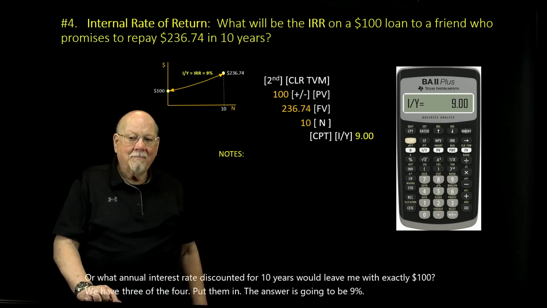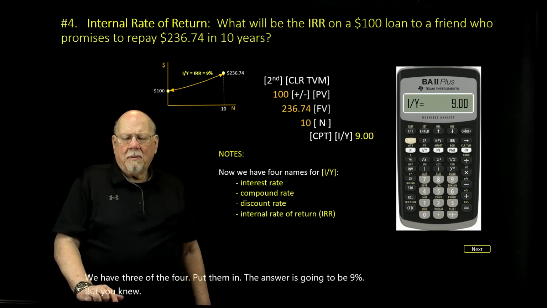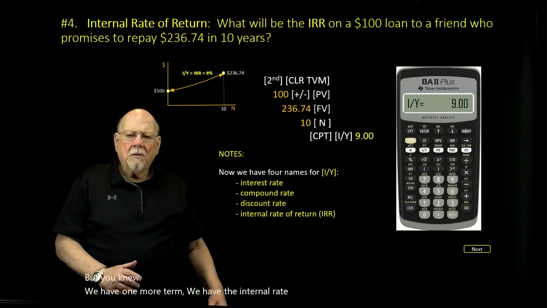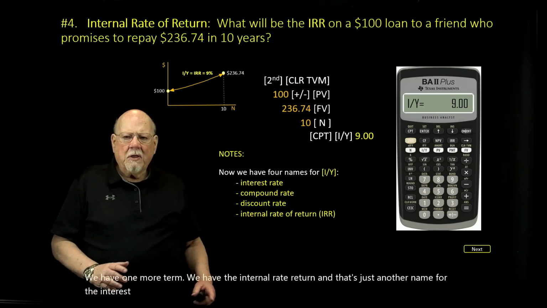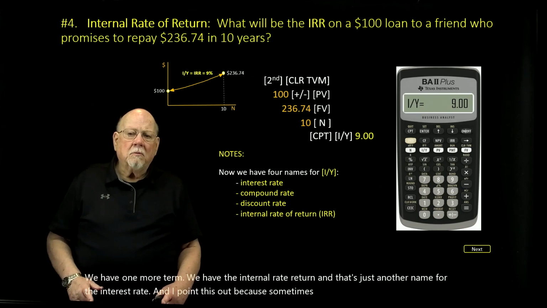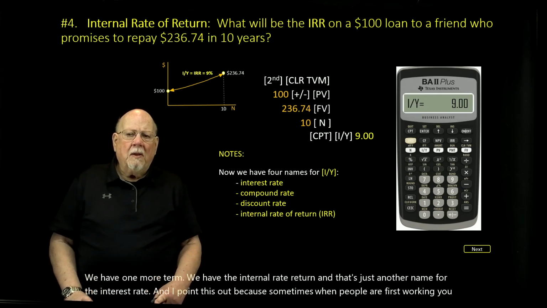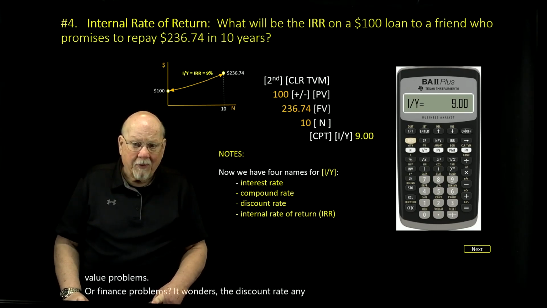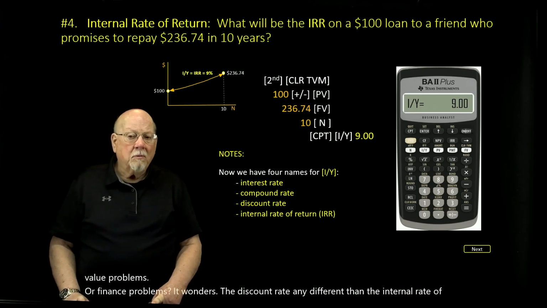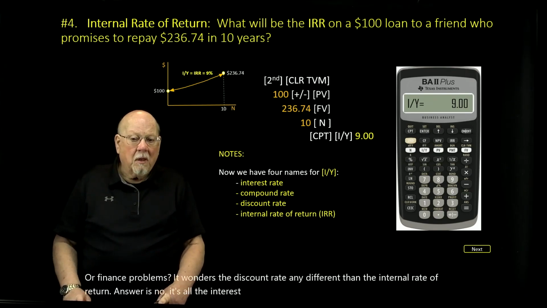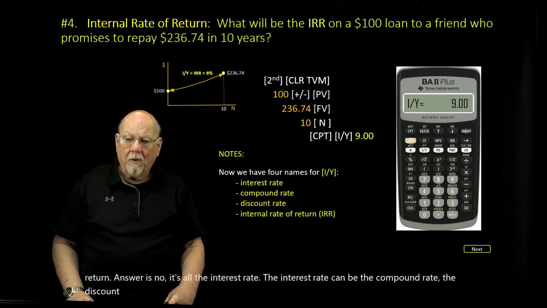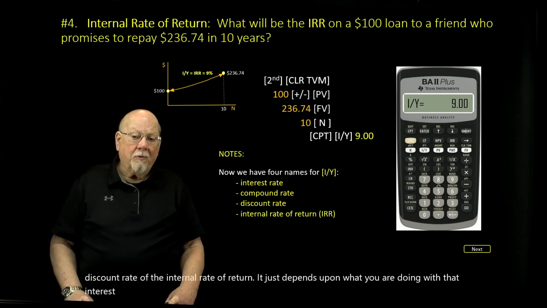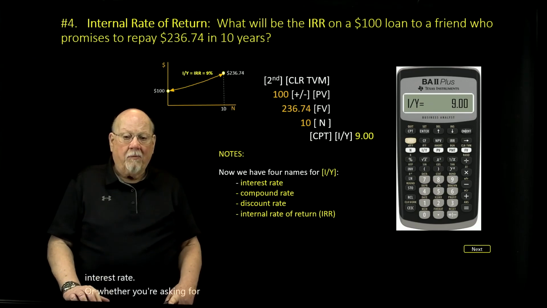But you knew that. We have one more term. We have the internal rate of return. And that's just another name for the interest rate. And I point this out because sometimes when people are first working time value problems or finance problems, they wonder, is the discount rate any different than the internal rate of return? The answer is no, it's all the interest rate. The interest rate can be the compound rate, the discount rate, or the internal rate of return. It just depends upon what you are doing with that interest rate or whether you're asking for it, and that would be the internal rate of return.